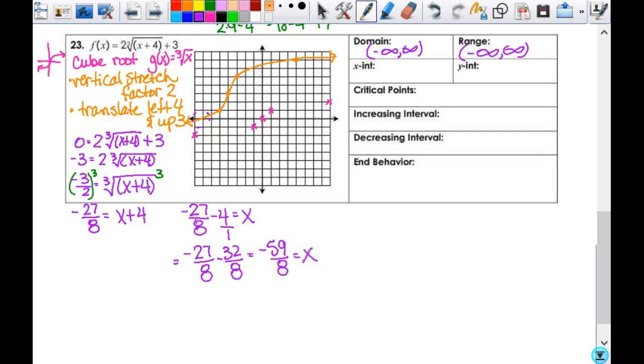Okay, so that does not divide evenly. I'm not changing it into an improper fraction. If I needed to actually find the value on the graph, then yes, I would, but I'm just going to leave it. So I get -59 over 8, comma 0.